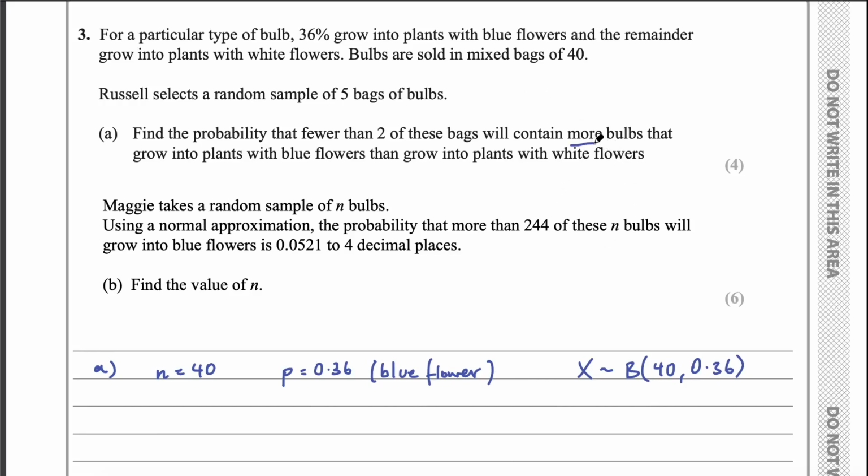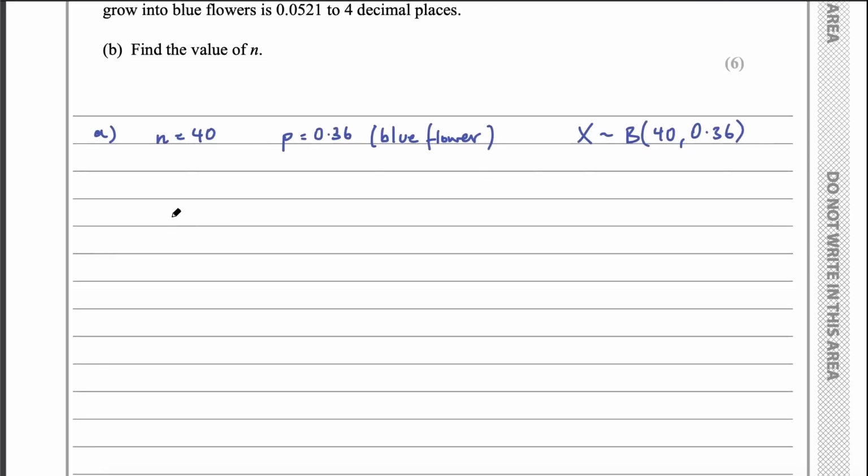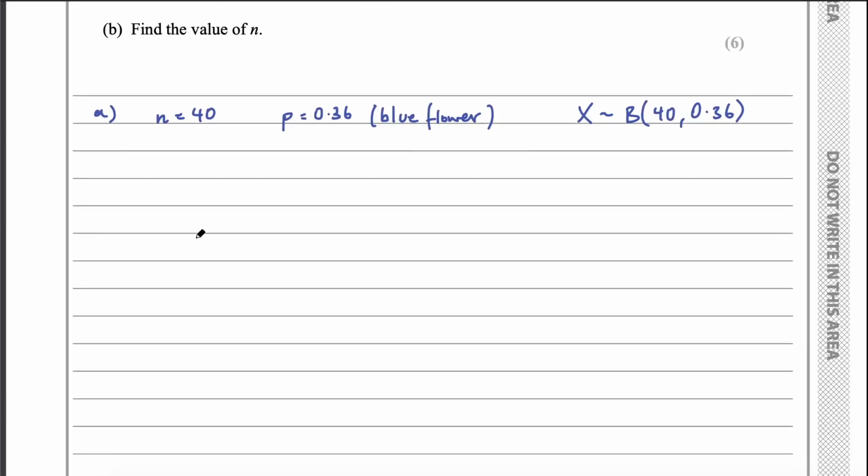Because it says more, it doesn't say the same or more, it just says more, so it's going to be greater than 20. So in that case, we're looking for the probability that our outcome of blue flowers is greater than or equal to 21. And this is for one bag. Again, we're just looking at one bag for now.